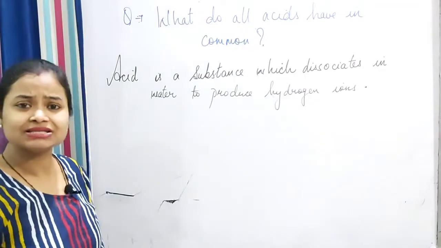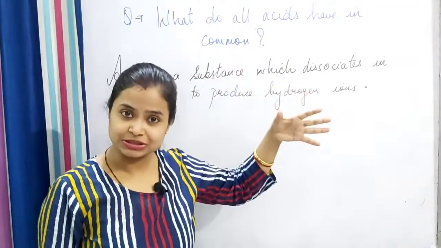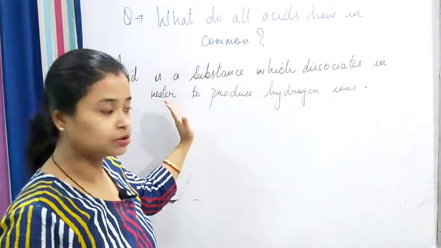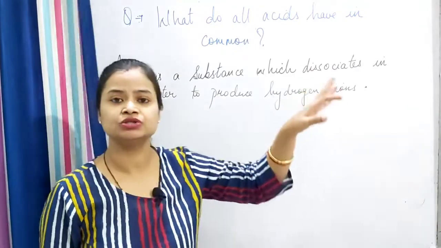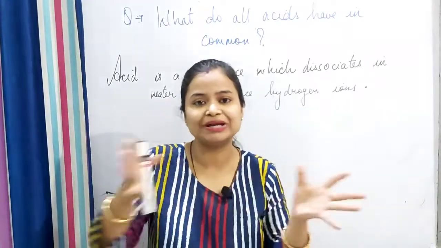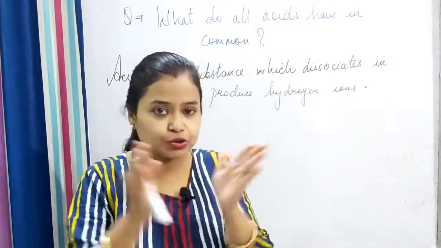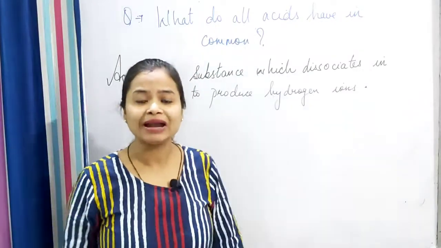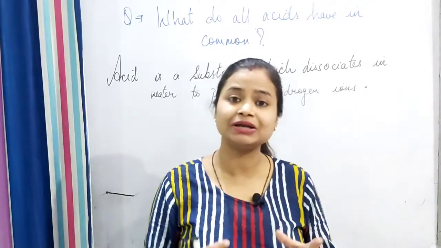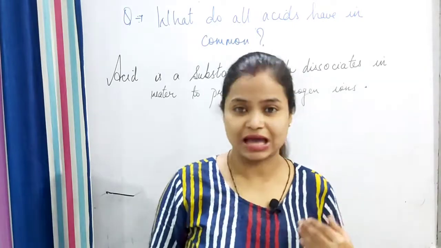Acids can also be defined as substances which dissociate in water to produce hydrogen ions. Now what does dissociate mean? Dissociate means to split up, टूट जाना. So when you add acid in water, they have the tendency to dissociate or split up to give H plus ions. हम उनको proton भी कह सकते हैं, H plus ions देते हैं.